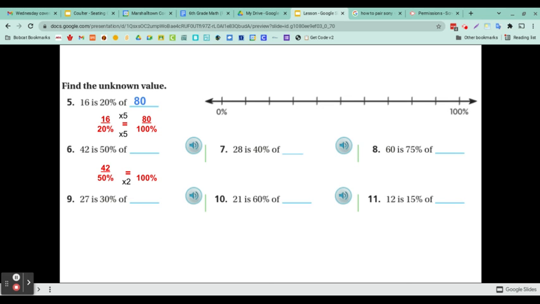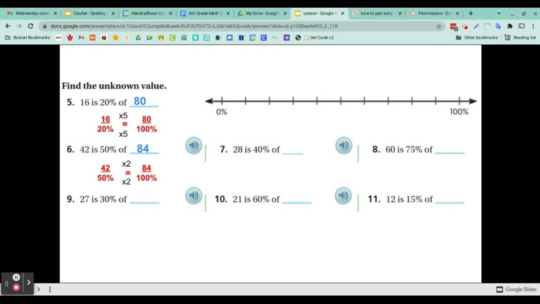And what we do to the bottom, we need to do to the top. So 50 times 2, then we need to do 42 times 2. So go ahead, figure out what 42 times 2 is. We're going to have 84. So 42 is 50%, which means 84 is 100%. So 42 is 50% of 84. Go ahead and see how much of question 7 you can do.